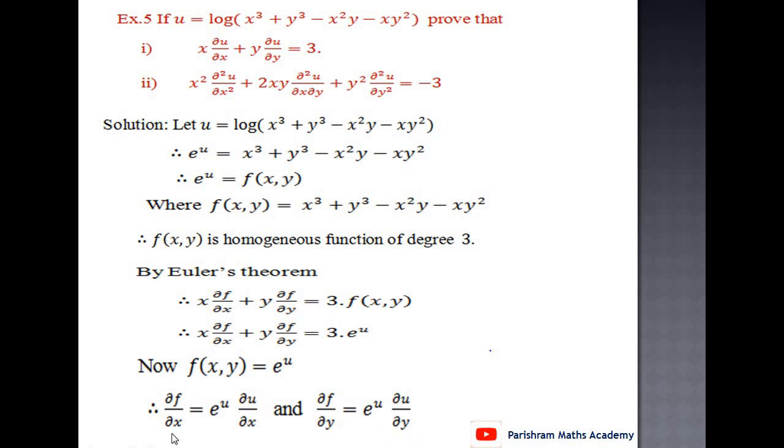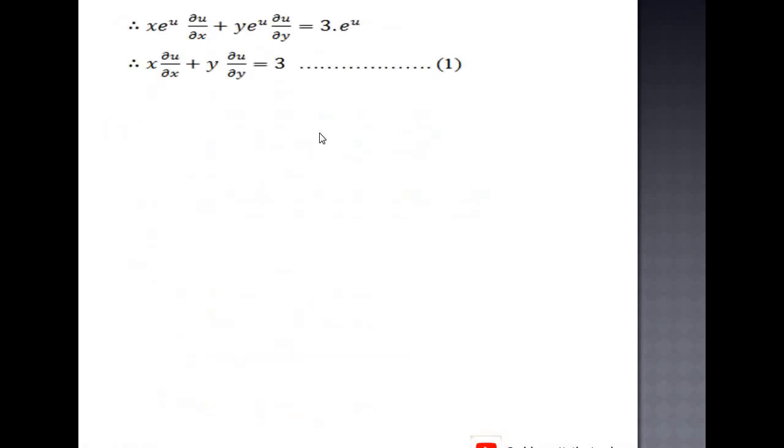Then substitute the values of ∂f/∂x and ∂f/∂y in this equation. We get x e^u ∂u/∂x + y e^u ∂u/∂y = 3 e^u. And then by dividing by e^u, we get x ∂u/∂x + y ∂u/∂y = 3, which is the solution of the first part. Then for the second part, similarly differentiate equation 1 with respect to x partially, we get.